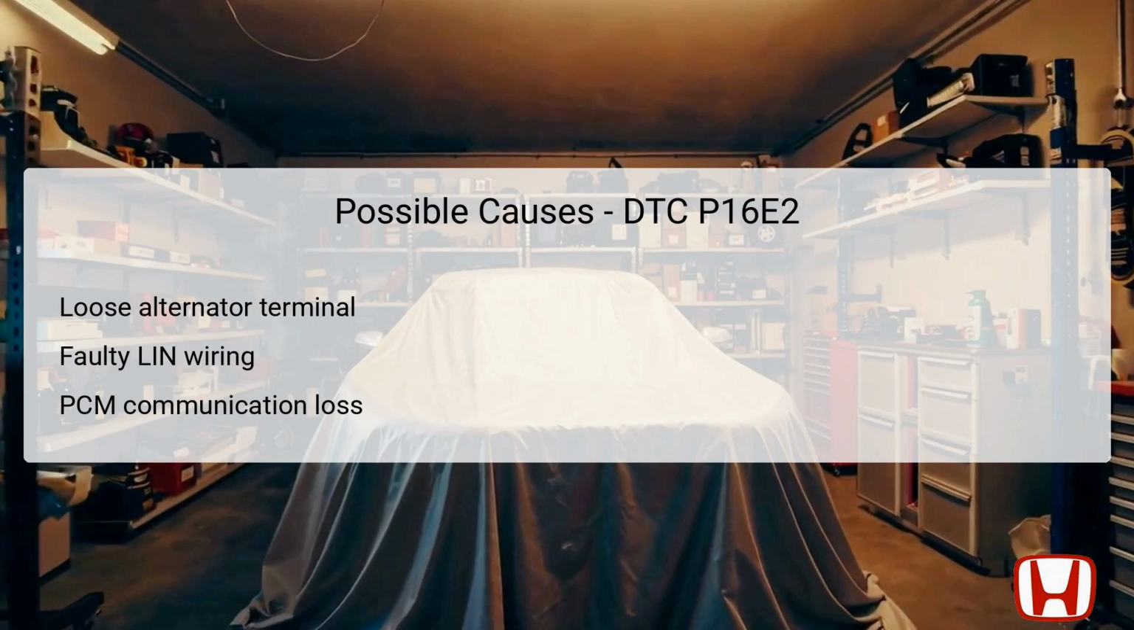The LIN wiring is integral for sensor communication, and if it is damaged or shorted, it can impair system performance. Lastly, a complete loss of communication with the PCM can also result in this code being stored, indicating that troubleshooting needs to focus on both the alternator connections and the integrity of the LIN circuit.